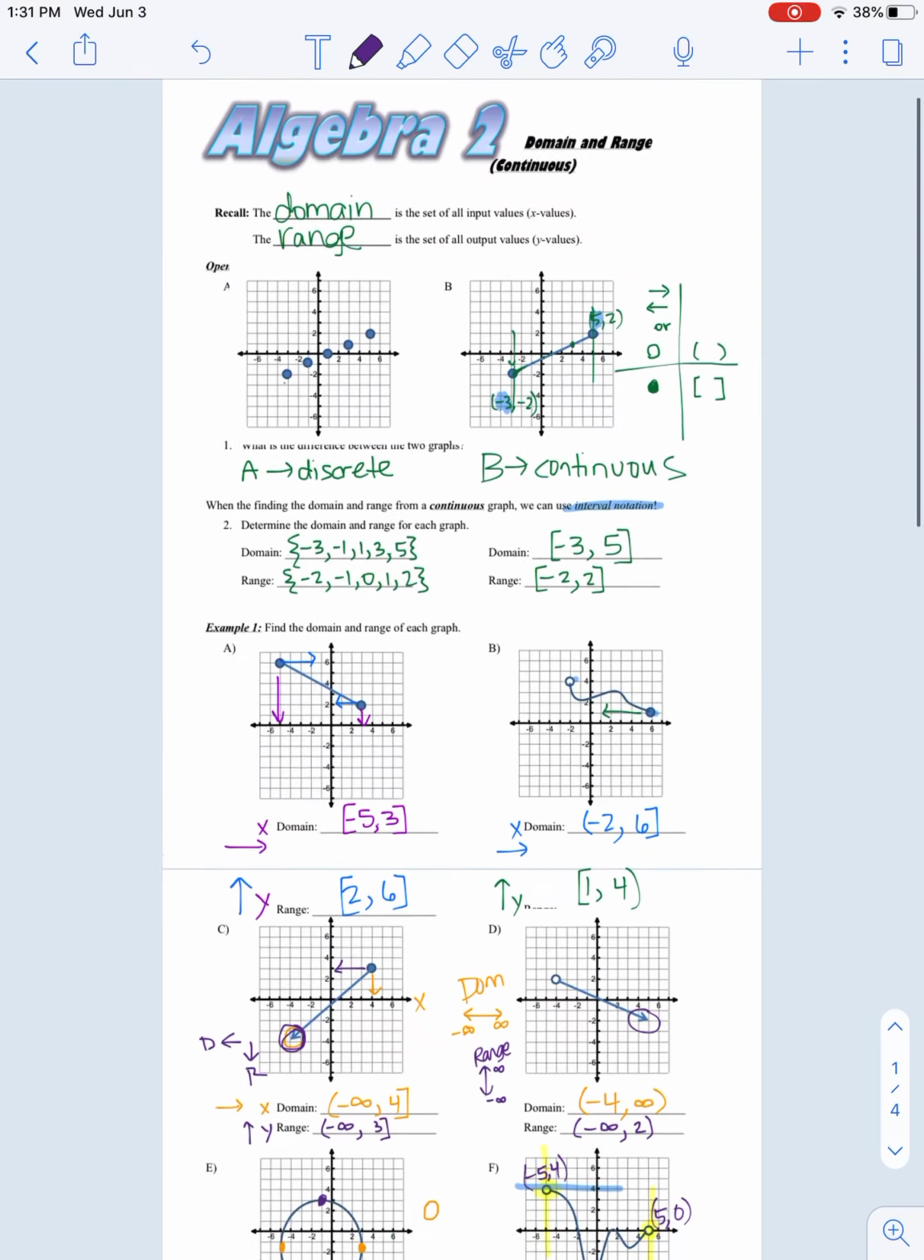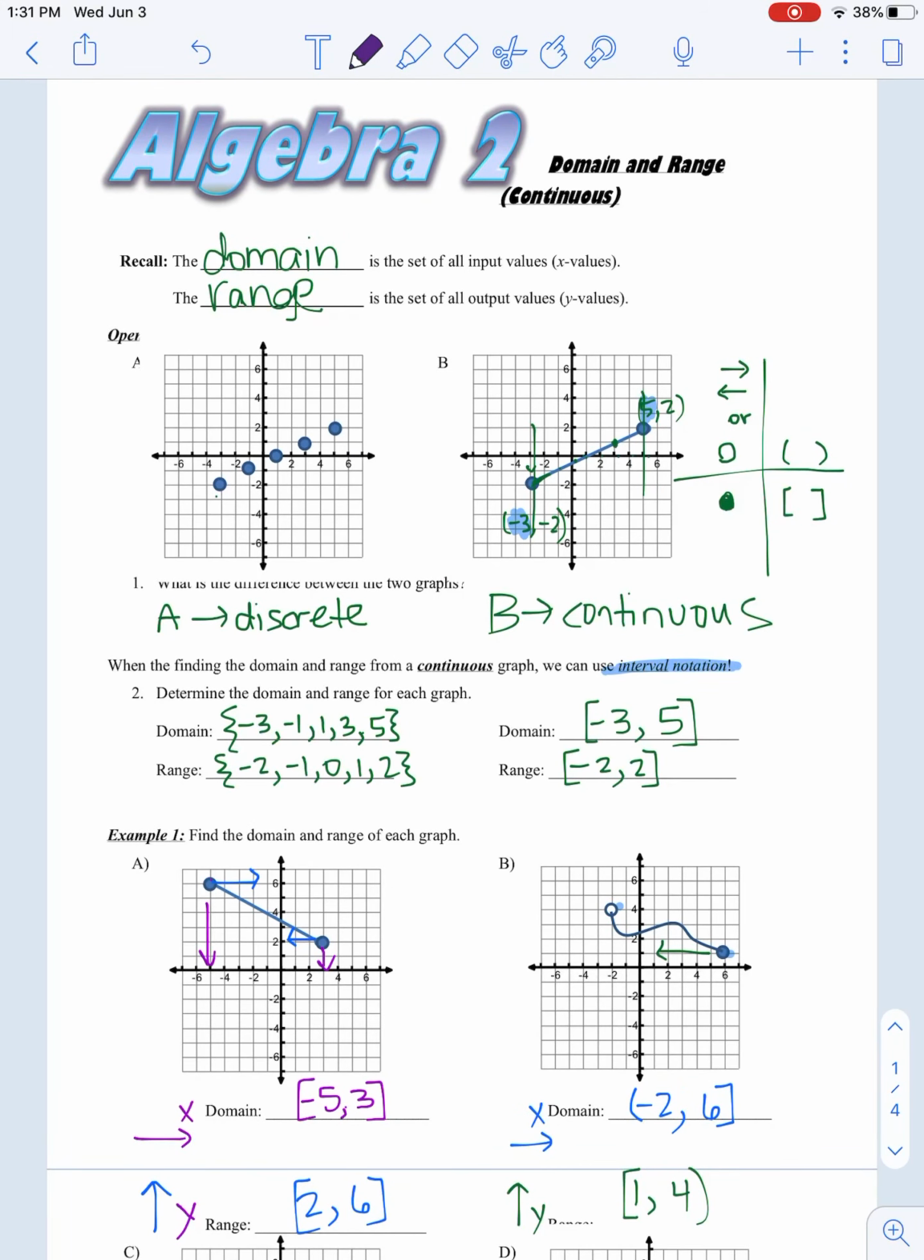All right, that concludes our lesson on finding domain and range when we're dealing with graphs or relations that are continuous.